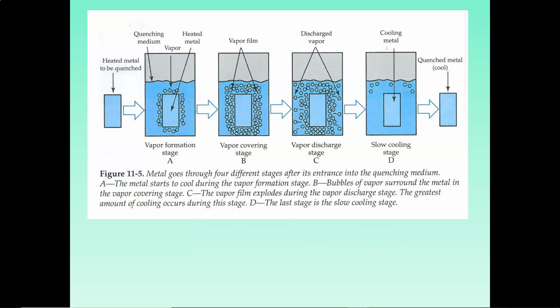Figure 11.5 in your textbook shows the 4 different stages when quenching. Number 1, the vapor formation stage, is when the metal just starts to cool, when we initially put it into the quenching medium. Number 2, the vapor covering stage, where bubbles form all around the metal. Number 3, vapor discharge stage, where the vapor film explodes around the metal. This is where the greatest amount of cooling takes place. And 4, the slow cooling stage is the last stage of the quenching process, where the steel is cooled to the touch.